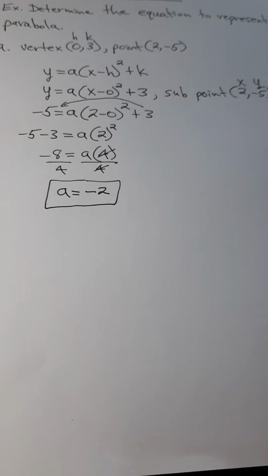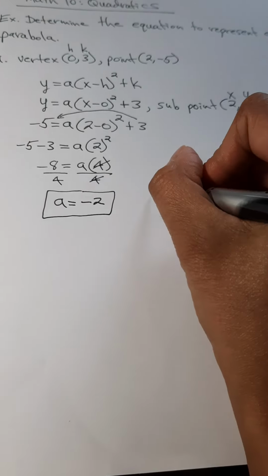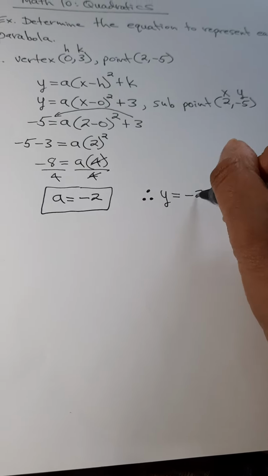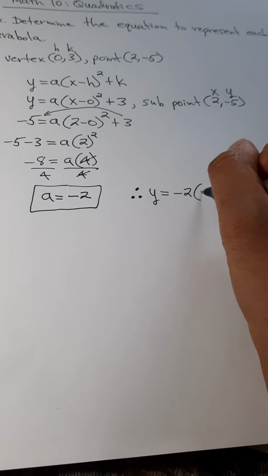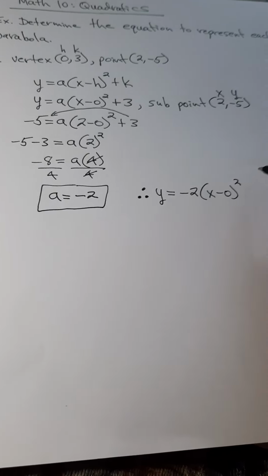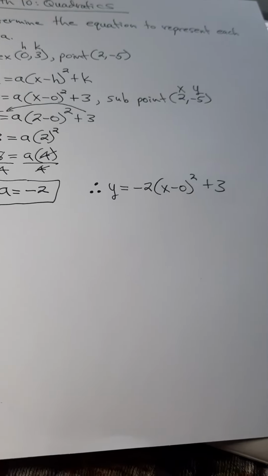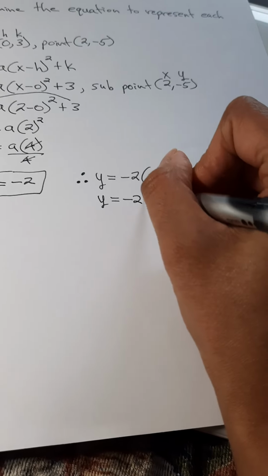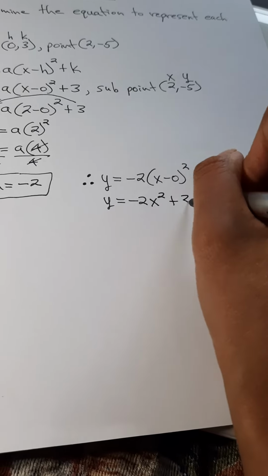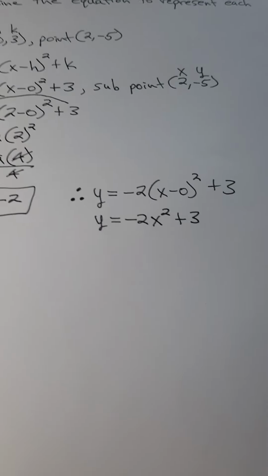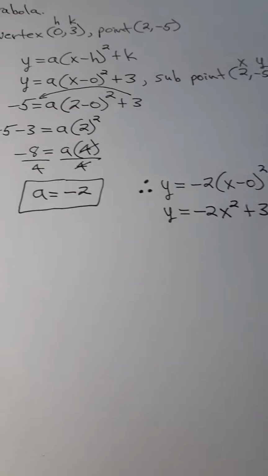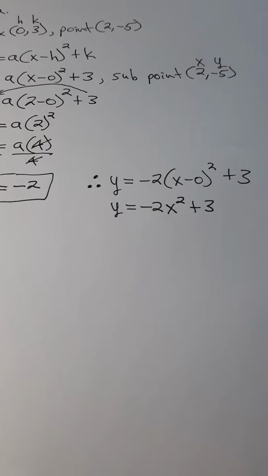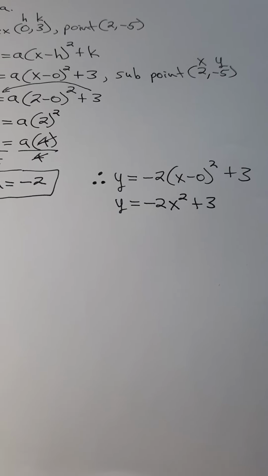When you're looking for the equation of the parabola, you're always solving for the value of a. So therefore, our parabola is going to be y equals -2(x minus 0) squared plus 3. However, you don't need to even put the 0 here, so I'm just going to rewrite it underneath. y equals -2x squared plus 3. And if you're given this equation in standard form, you should be able to state what the vertex is by just looking at the equation itself. Okay, with that, we're going to try one more question.